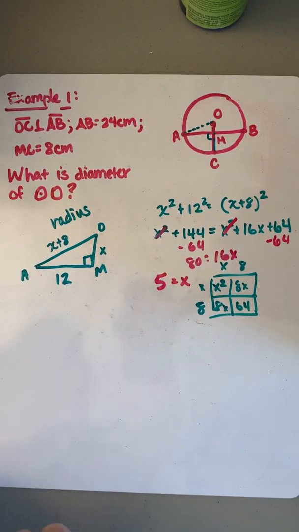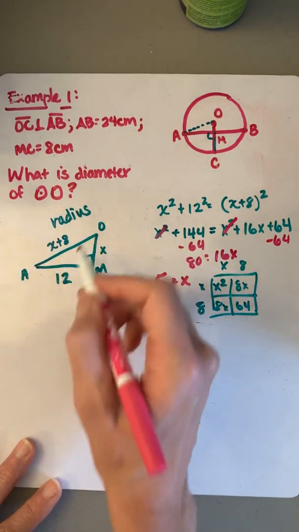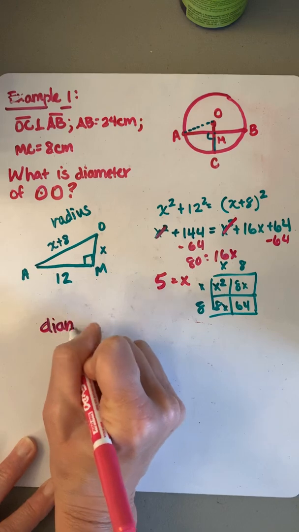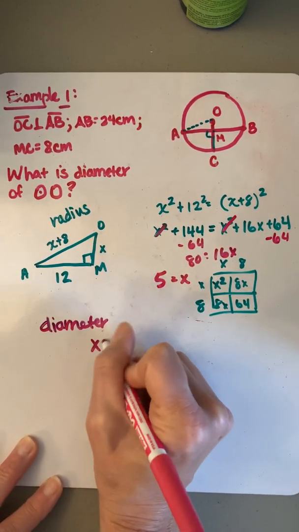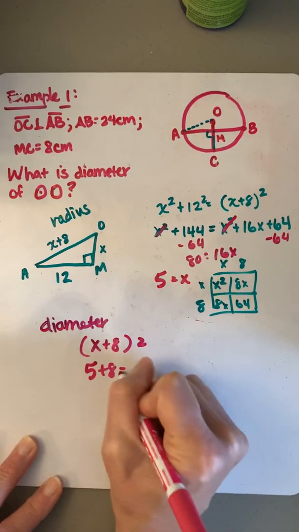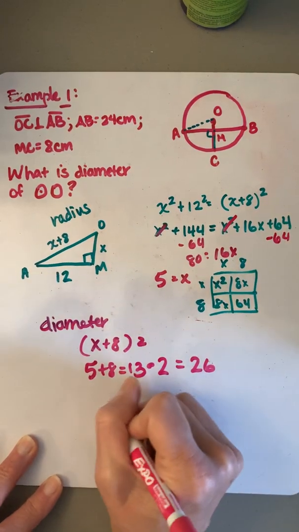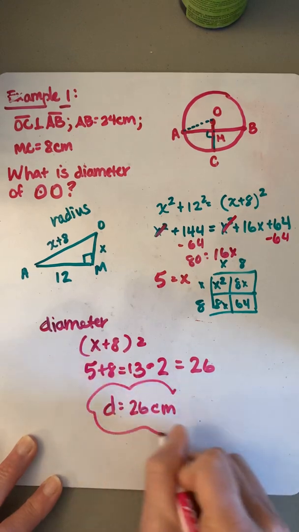Now remember the question said, what is the diameter? And so to find that, remember that's the radius times 2. So to get my diameter, I'm going to have x plus 8 times 2. So 5 plus 8 is 13, times 2 is 26. So my diameter is 26 centimeters.